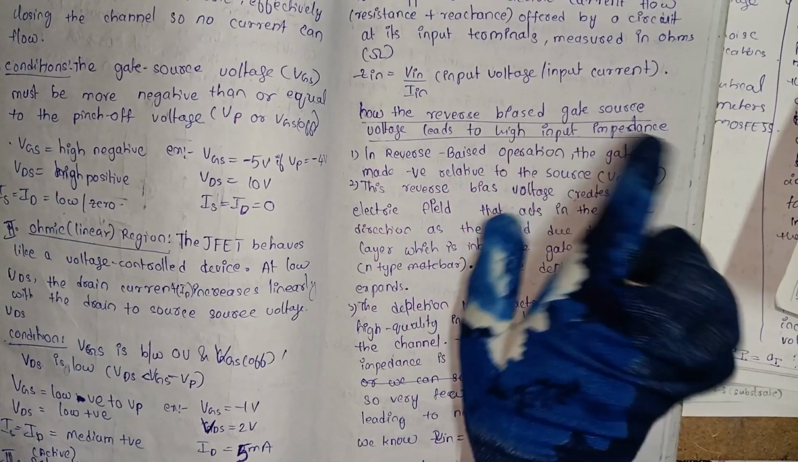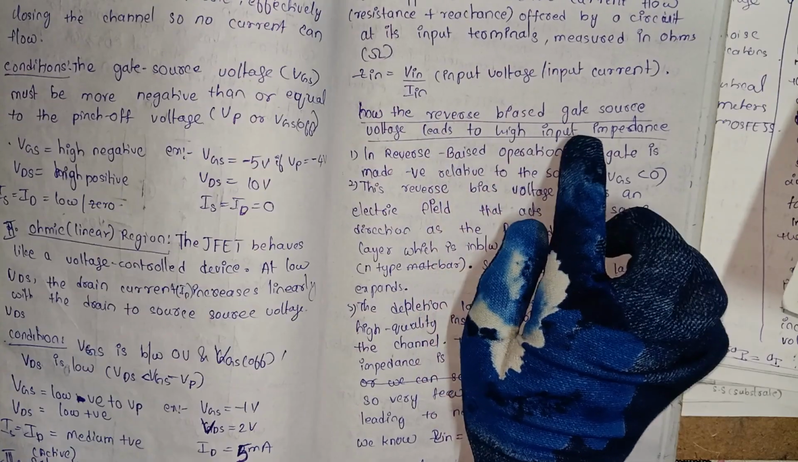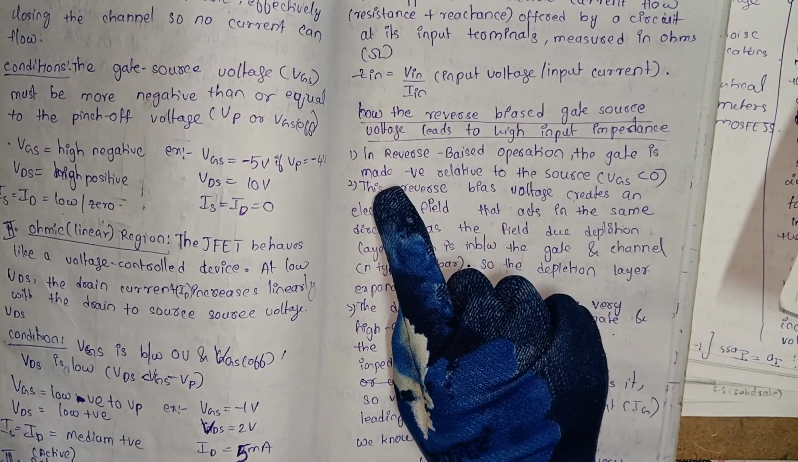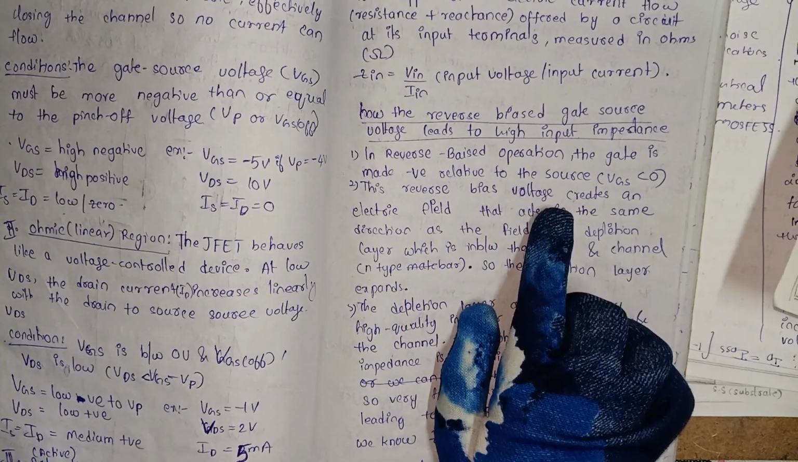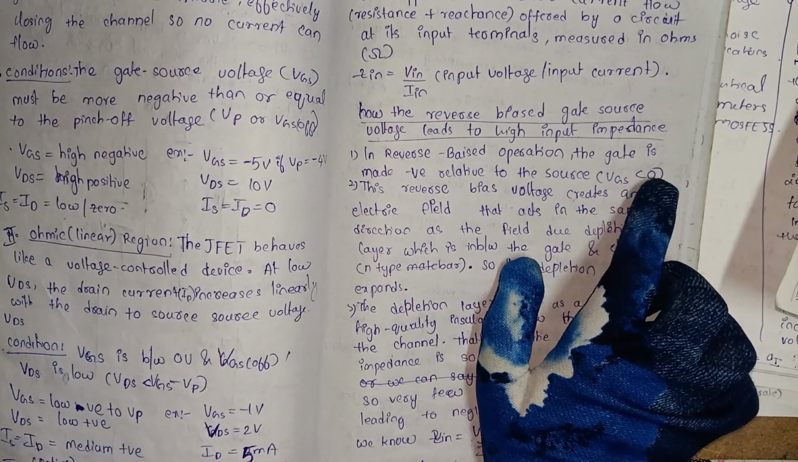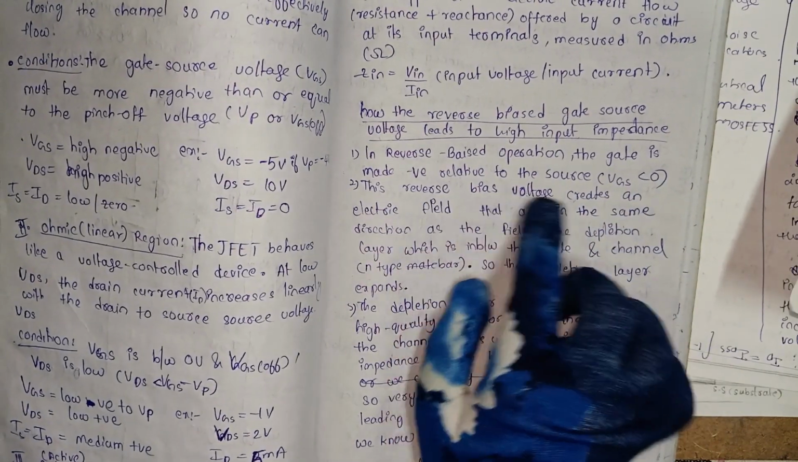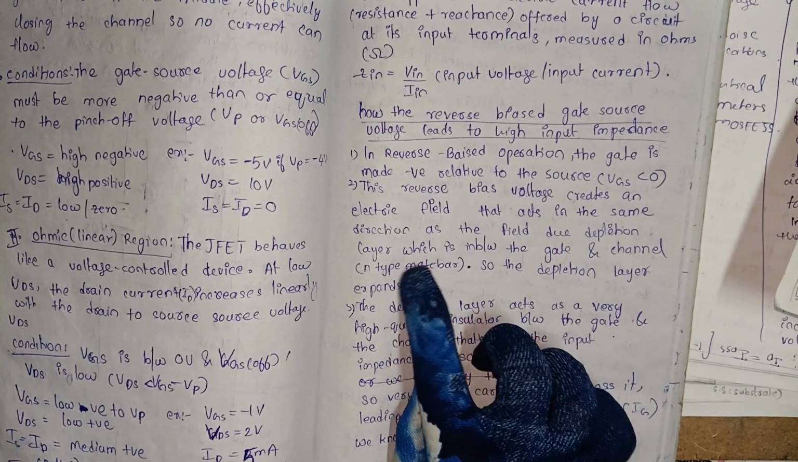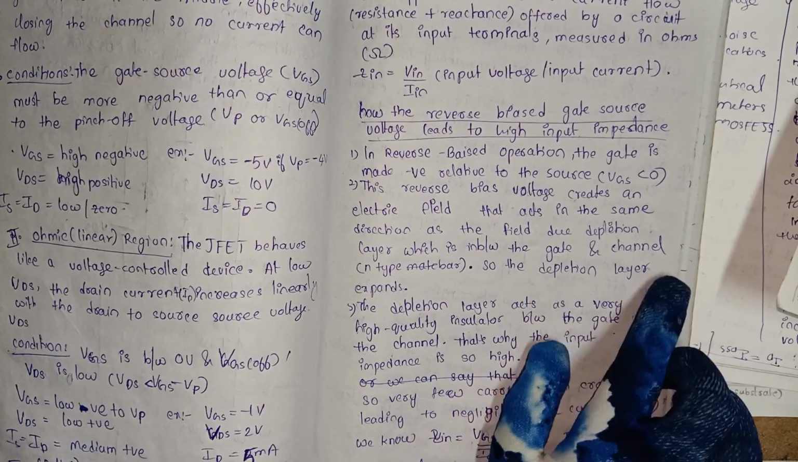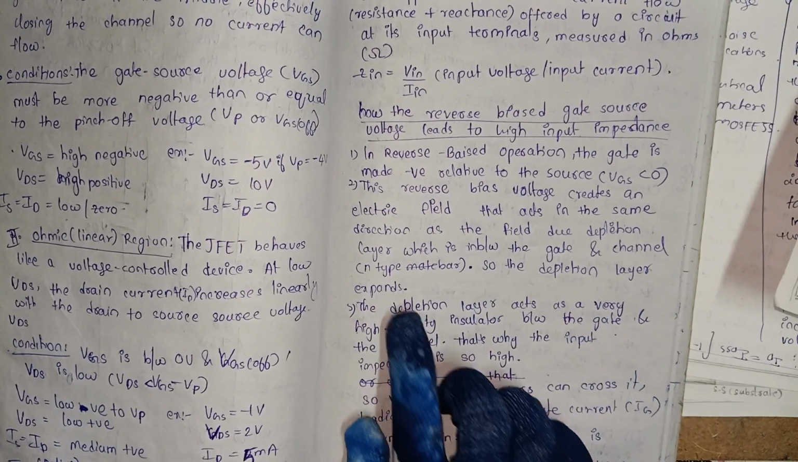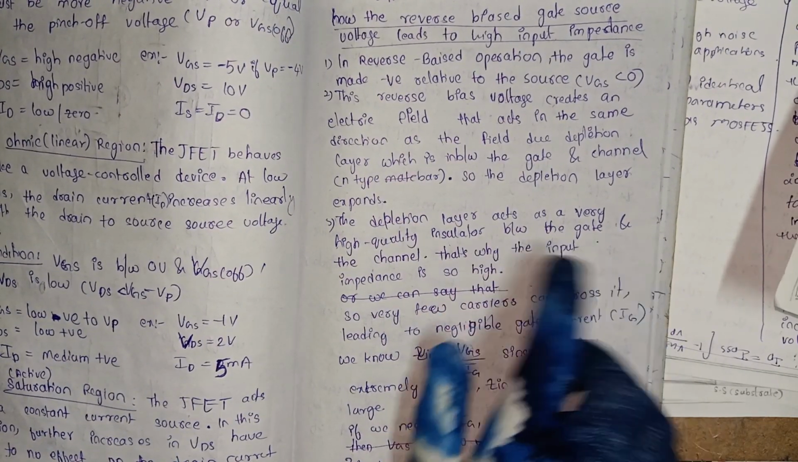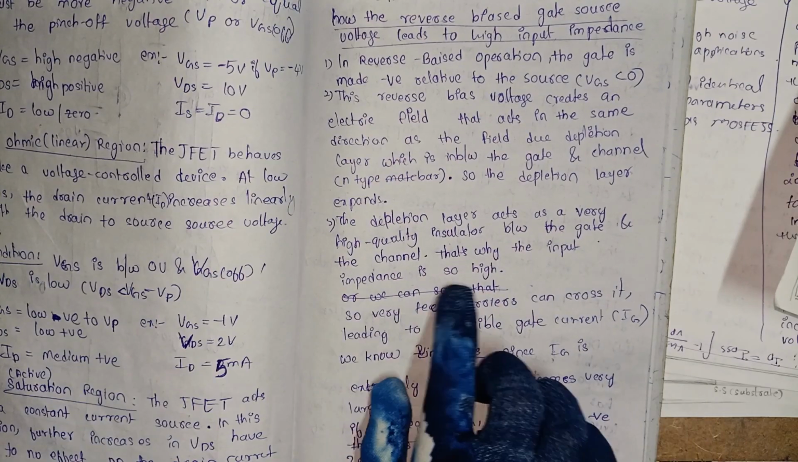How does the reverse bias gate voltage lead to high input impedance in JFET? In reverse bias operation, the gate is made negative relative to the source, VGS is less than 0, and this reverse bias voltage creates an electric field that acts in the same direction as the field due to the depletion layer between the gate and channel. So the depletion layer expands. The depletion layer acts as a very high quality insulator between the gate and channel. That's why the input impedance is so high.